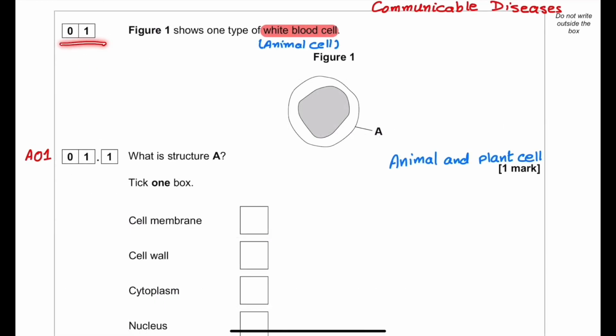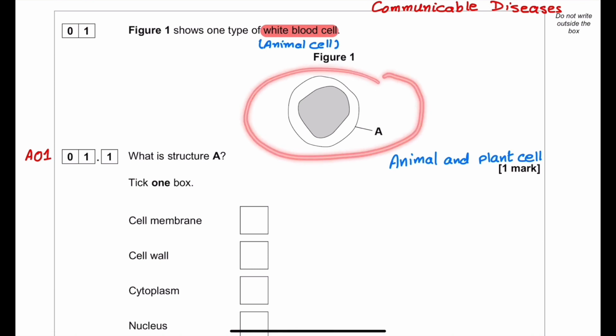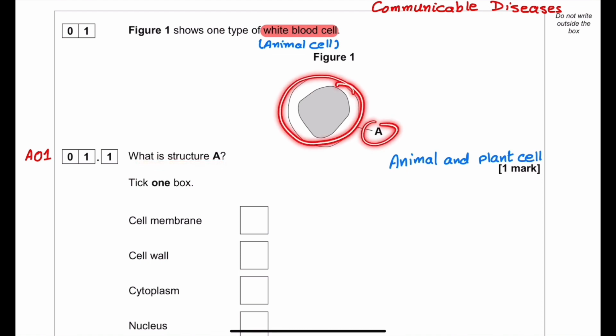Question number 1. Figure 1 shows one type of white blood cell. So actually it is an animal cell. This white blood cell is given here, and part 1 asks: what is structure A? Structure A is actually the outer boundary of the cell, which is the white blood cell, or you can say it is an animal cell. Different options are given here. We have to pick one of them: the cell membrane, the cell wall, the cytoplasm, and the nucleus.